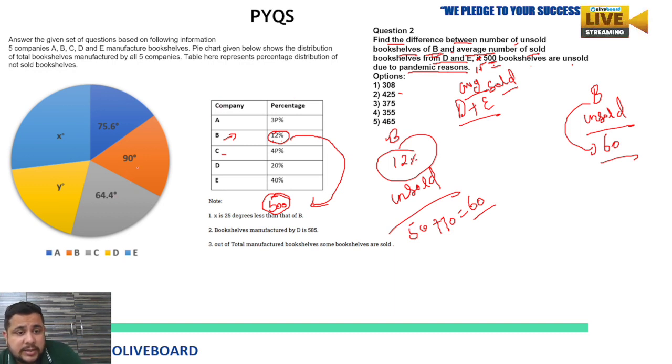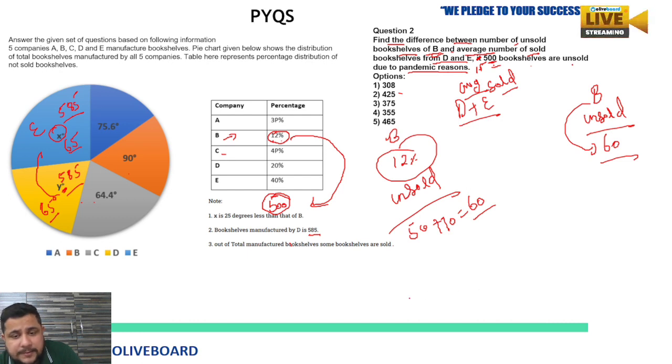Total manufactured, how much manufactured total? So if we look here, they are talking about D and E both. Manufactured by D is 585, which is 65 degree. Similar number of books manufactured by E also, because the degree is the same, 65, 65. So their quantity also will be the same. Okay, so 585, 585.